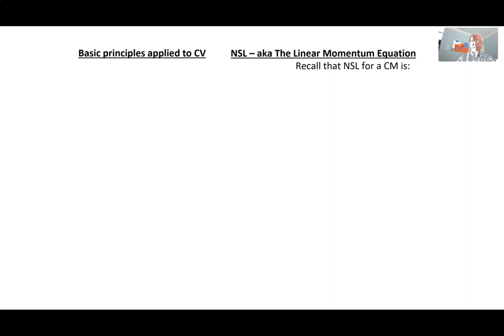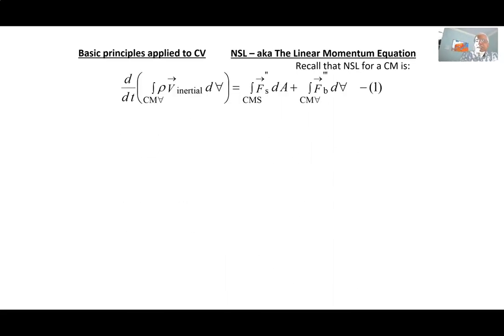right? Just like we did for conservation of mass, we wrote down the conservation of mass for a control mass, and then we used Reynolds transport theorem and extended it to a control volume. Same kind of procedure here. So if you look at Newton's second law for a control mass, this is given by equation 1, right? What is equation 1 telling us?